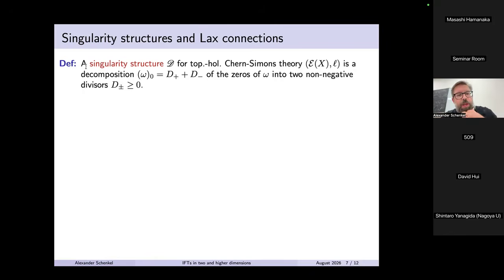Okay, so the definition goes as follows: a singularity structure for topological holomorphic Chern-Simons theory, so this L-infinity algebra we've seen before, built from de Rham-Dolbeault forms, is a decomposition of the divisor encoding the zeros of omega into two parts, D plus, D minus. And these two parts also have to be non-negative divisors. So this means the following: you look at all the zeros of omega, you look at where they sit, you look at their multiplicities, and you package them in two groups. You split them in two groups, D plus, D minus.